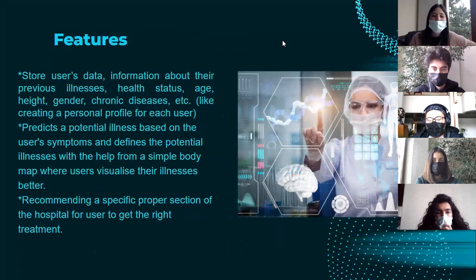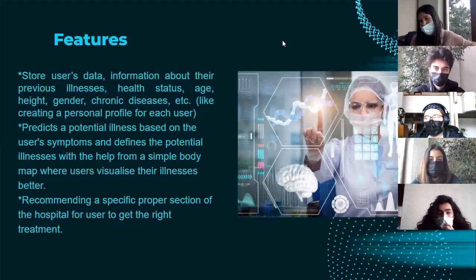Secondly, our program is going to predict a potential illness based on the user's symptoms and define the potential illnesses with the help of a simple body map, where users can visualize their illnesses better. Thirdly, it will recommend a specific proper section of the hospital for the user to get the right treatment, so as not to slow down their work.